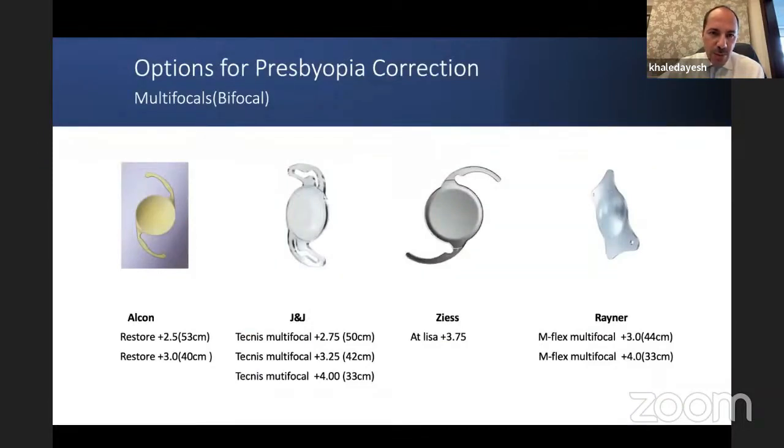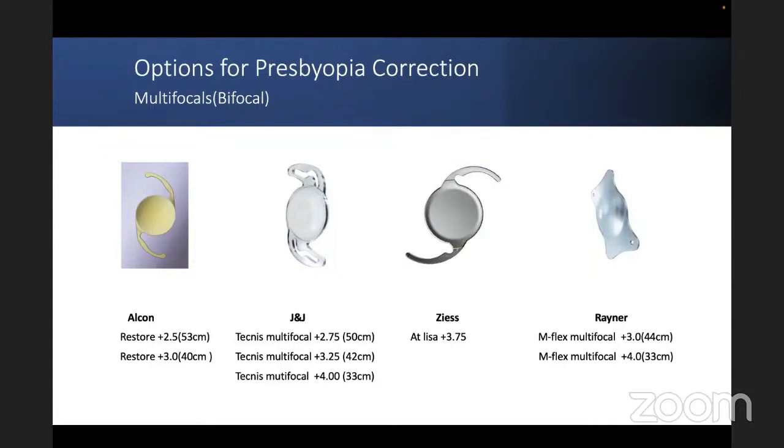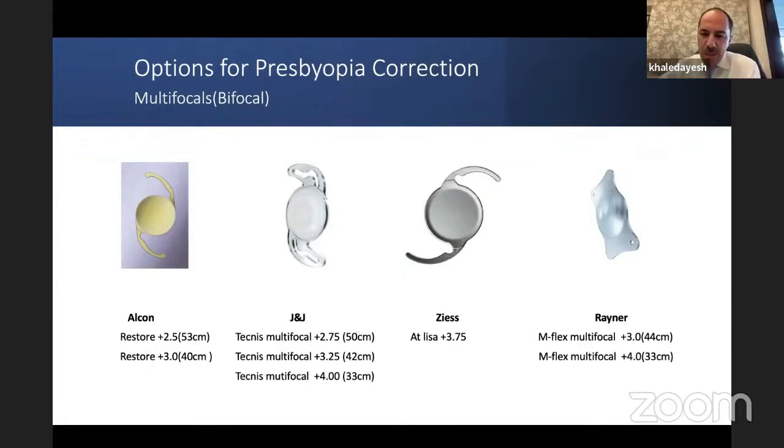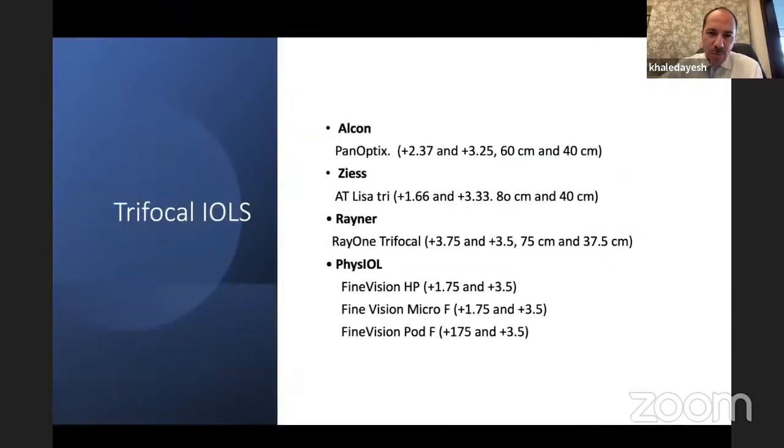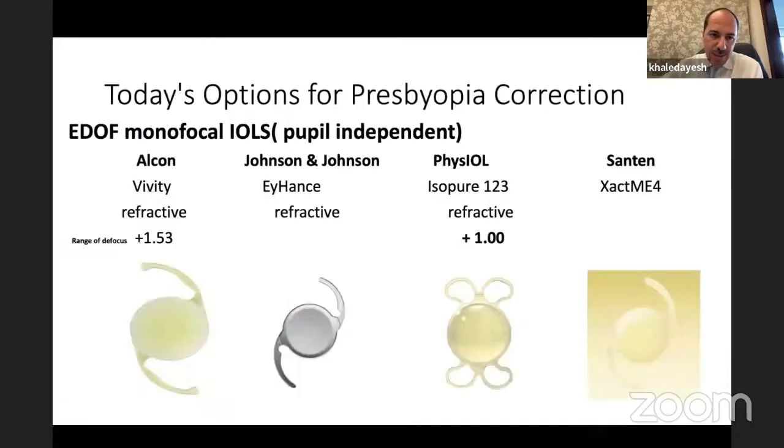What are the options for presbyopia correcting lenses? At first, there were the multifocal or bifocal lenses. We have from Alcon the Restore, from Johnson & Johnson the Tecnis, Zeiss they have the Lentis lens, Rayner they have the M-Flex multifocal. Then came the trifocal lenses, the PanOptix from Alcon, Zeiss the AT LISA tri, Rayner they have the RayOne trifocal, and Physiol they have the FineVision group of trifocal lenses.